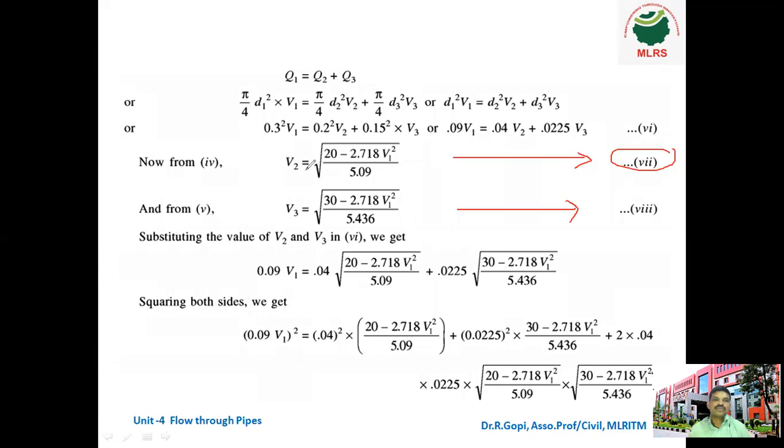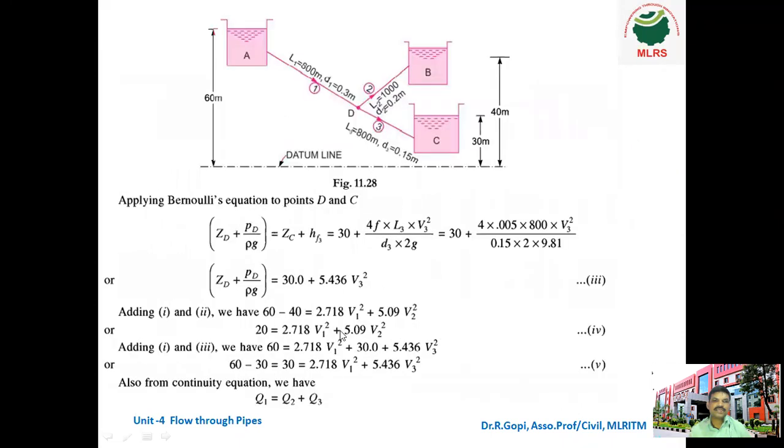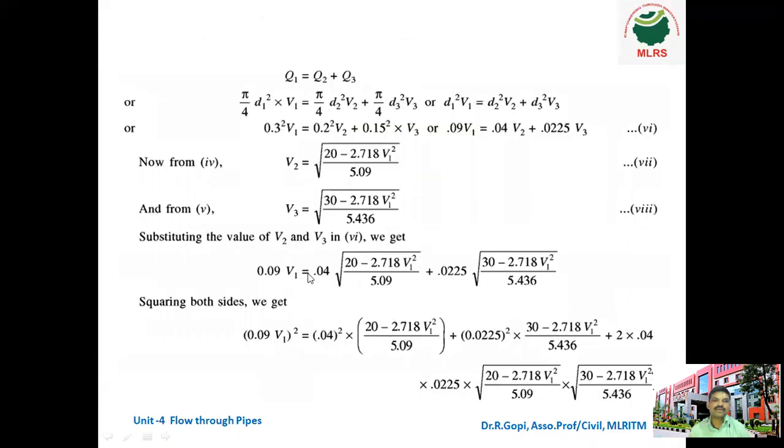Okay. So once you found V2 and V3, now again you go to equation number 4. What is equation number 4? Here V1 is there, here V2 is there. Substitute V2 in terms of V1. Sorry, not equation number 4, equation number 6. So here equation number 6 is there.